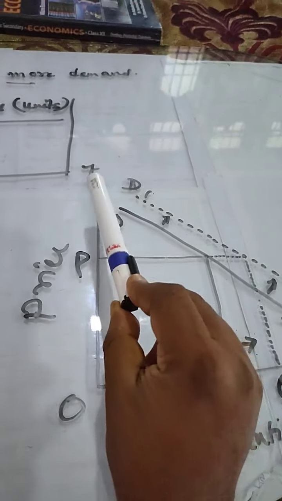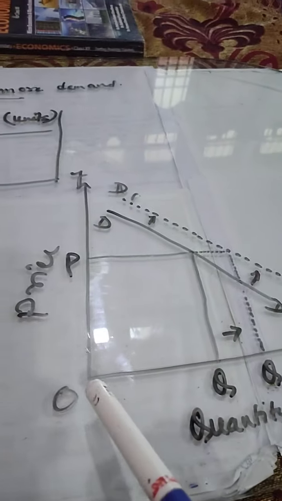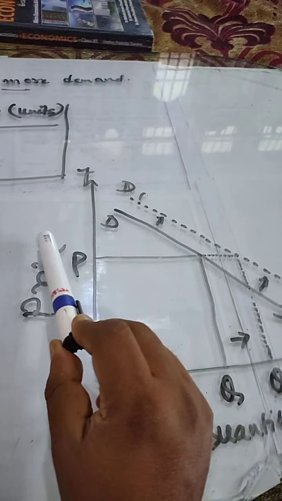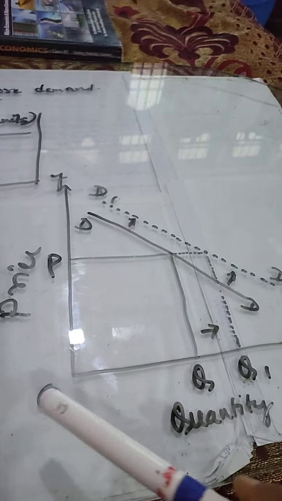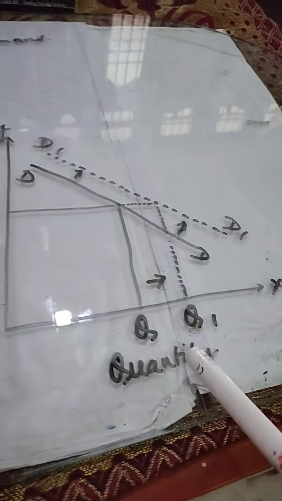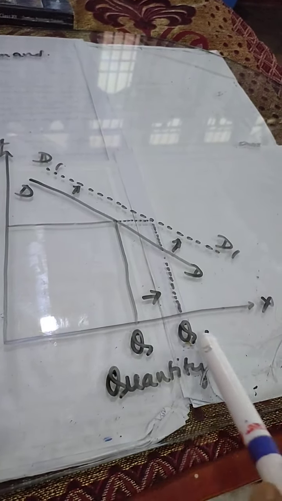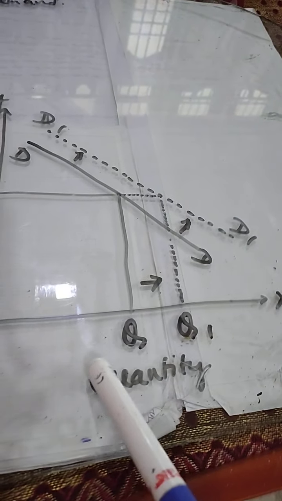This is the Y axis and this is the OX axis. This axis we are taking to measure the price of the commodity, and in this axis, that is the OX axis, we are going to measure the amount of quantity demanded or demand for the commodity.